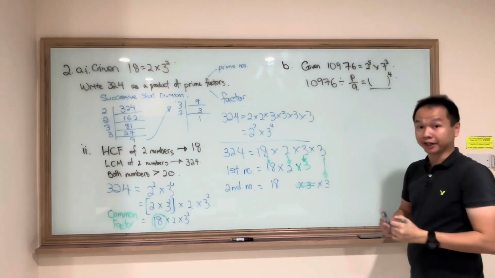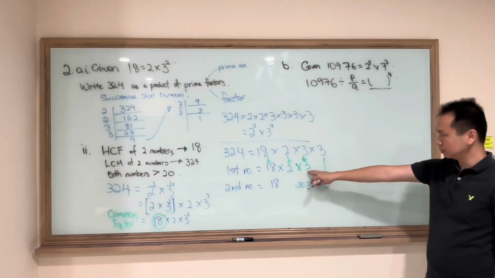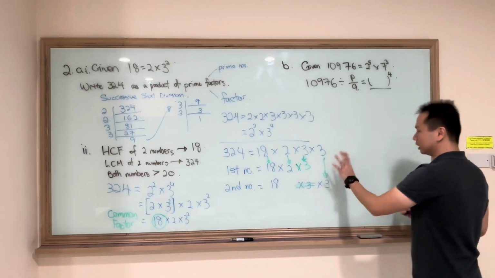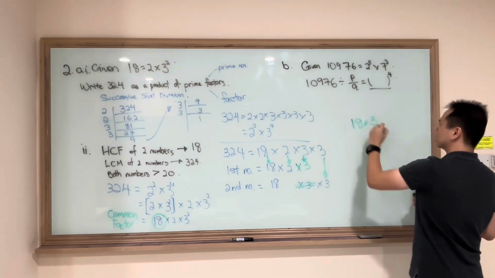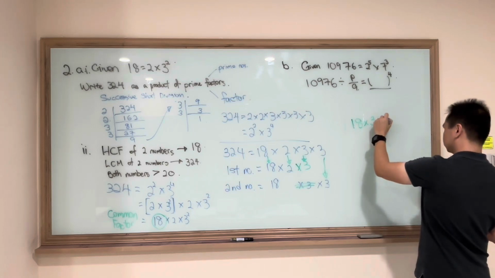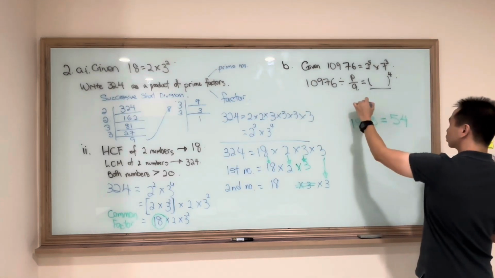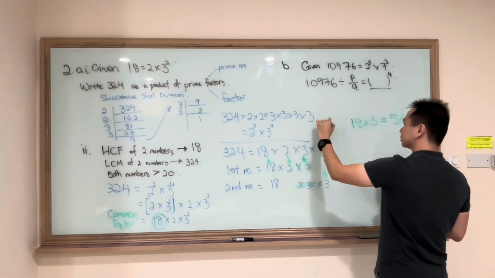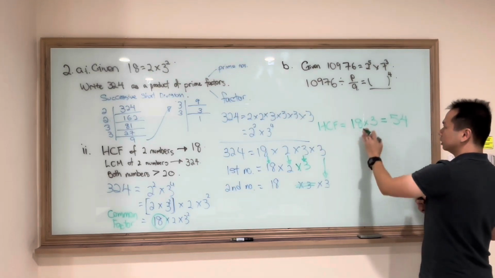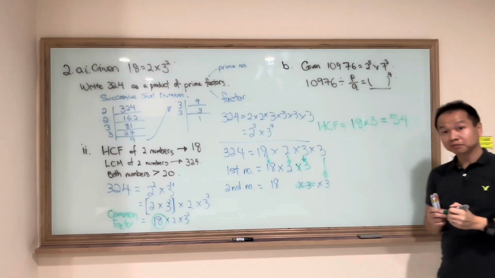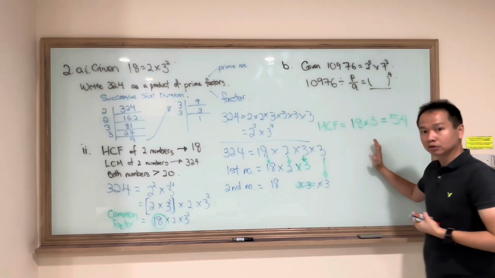Why? If we do that, we'll find out that actually the highest common factor, if a 3 is up here, will be 18 times 3. That will give me 54. So instead of 18 being the highest common factor, in this case, the highest common factor for these two numbers will be 54. Understand? So if you don't have any questions, let's move on to part B.